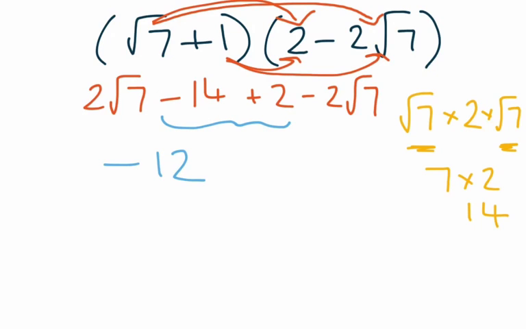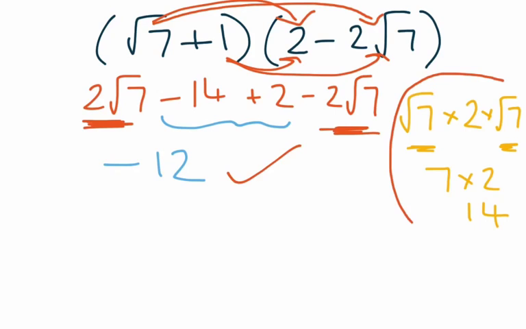And then look at my 2 root 7. I have 2 root 7 at the front, and then I am going to subtract 2 root 7. So they cancel each other out to 0, and I'm just simply left with negative 12. I hope this didn't catch you out over here. This part here, so be careful on that.